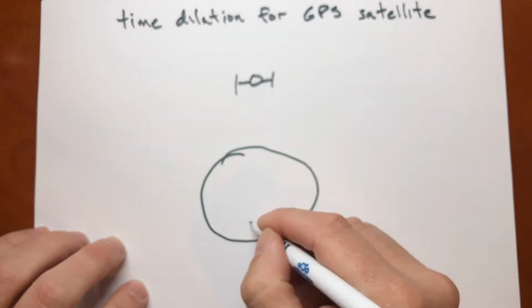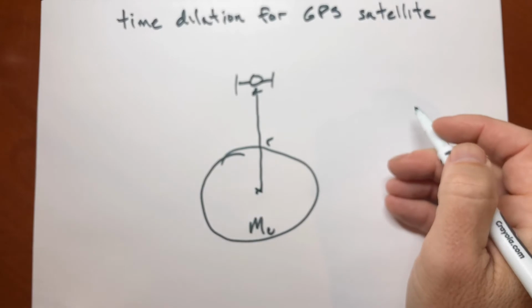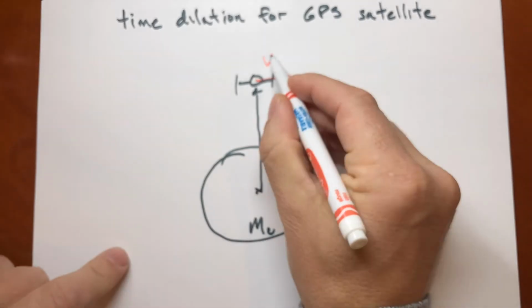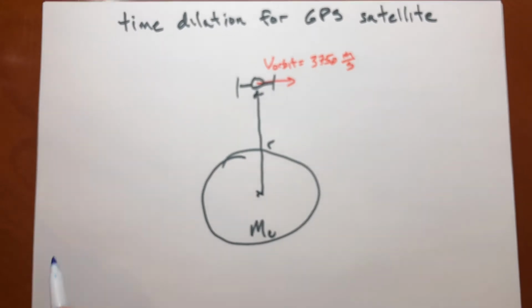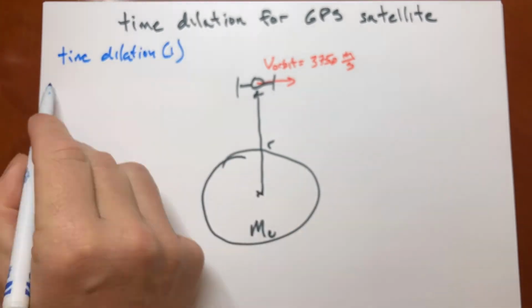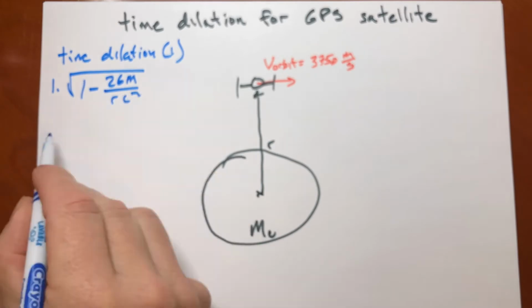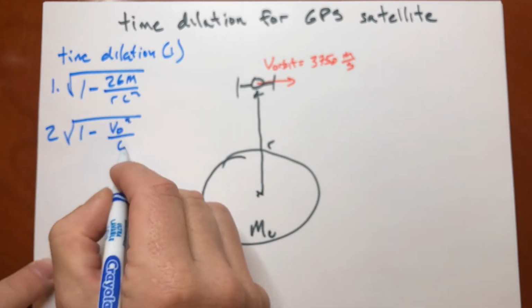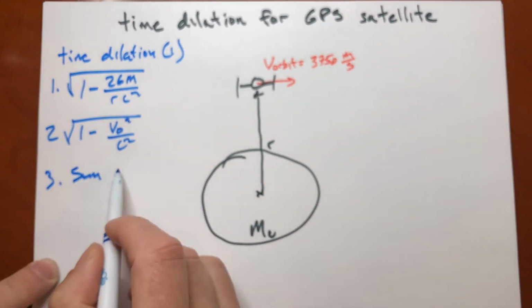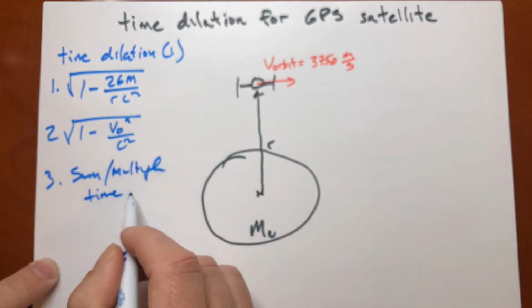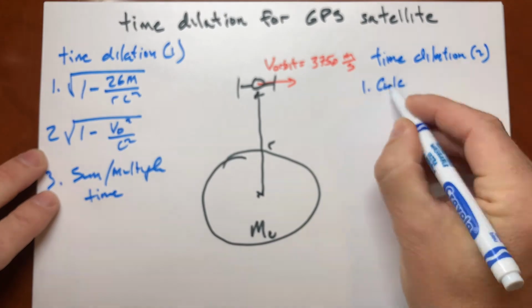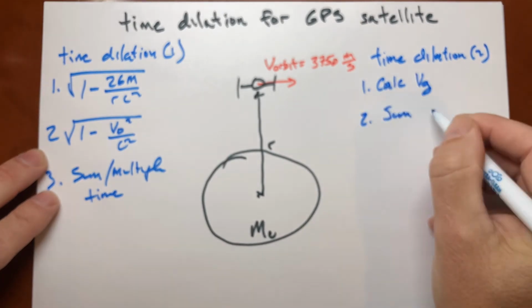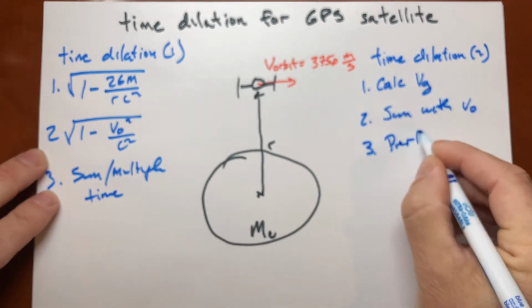Now, this is more than just an interesting observation. It can actually be used to perform mathematical calculations with significance in physics. For example, let's calculate the time dilation for a GPS satellite. Well, the normal way to calculate this is to first calculate the gravitational time dilation, then calculate the velocity time dilation, and then multiply the two to get a total time dilation.